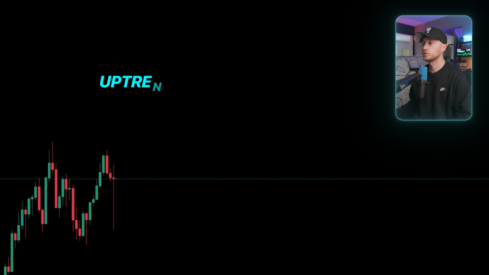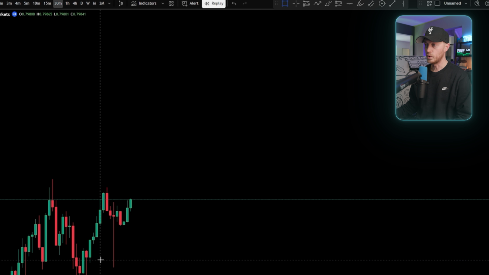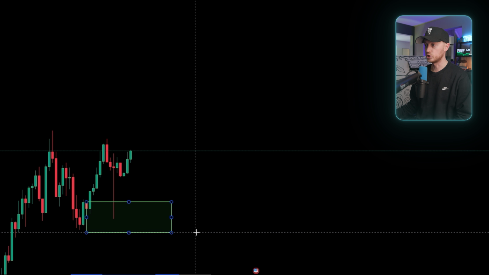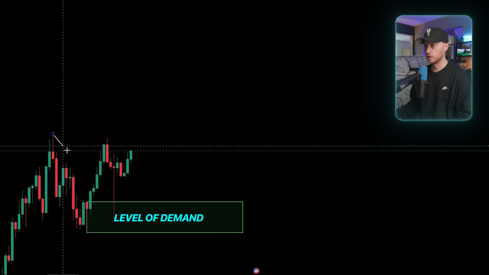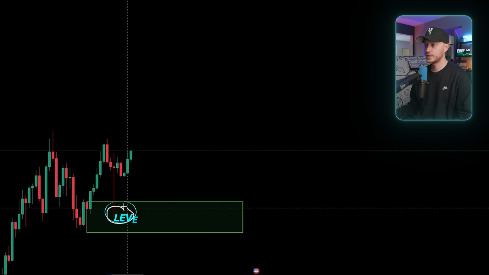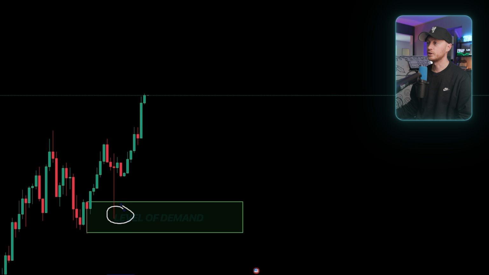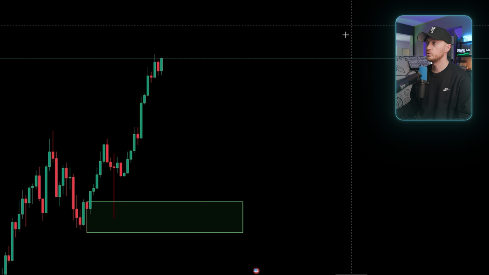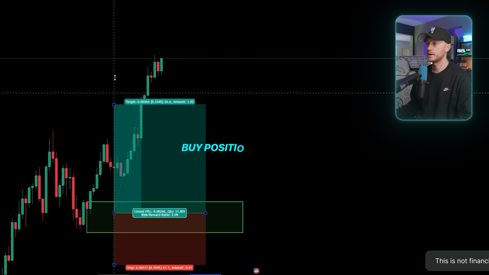We are in an uptrend. We're looking for levels of demand. We have a level of demand right here. You could see it's a red candle before 1, 2, 3, 4, 5 green candles in a row. Price taps into that level right there, and you get an incredible reaction to the demand. So you could have taken a buy position right there, absolutely.